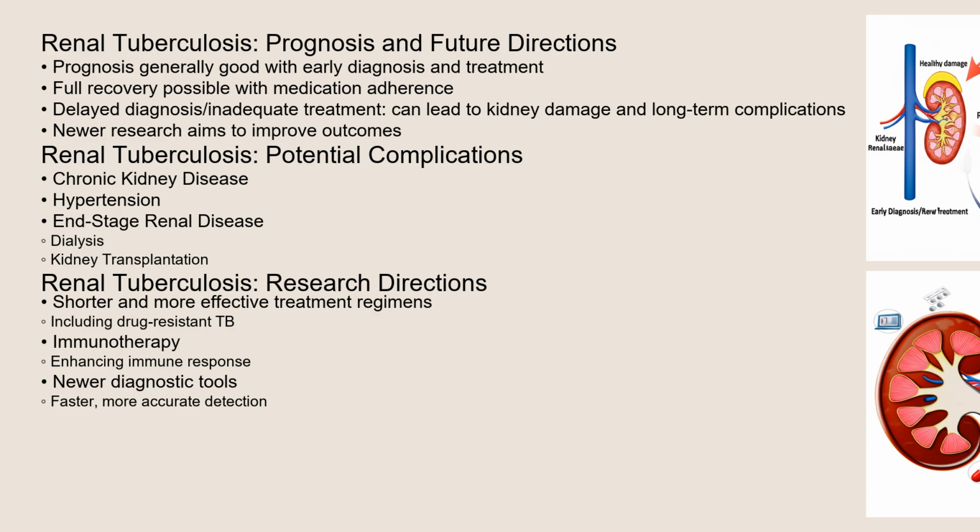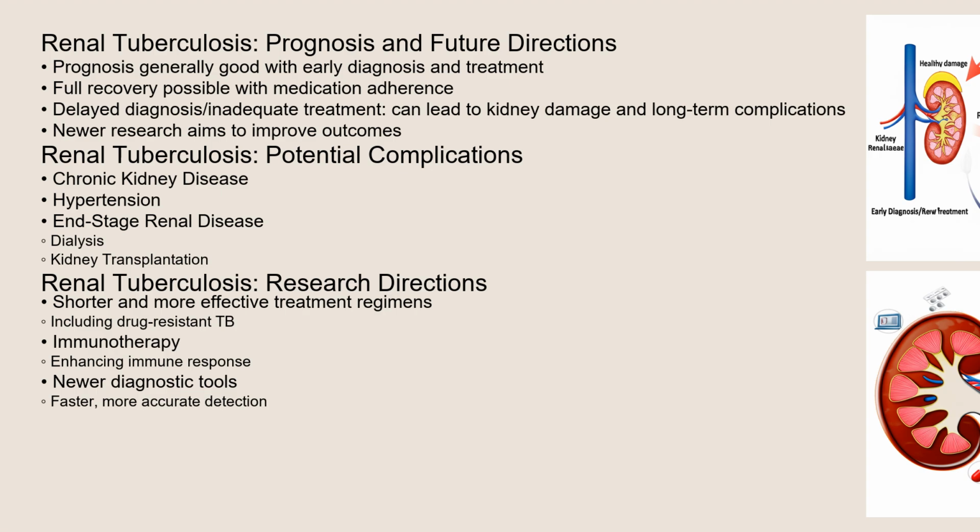The prognosis for renal TB is generally good with early diagnosis and appropriate treatment. Most patients who adhere to the prescribed medication regimen experience a full recovery and regain normal kidney function. However, delayed diagnosis or inadequate treatment can lead to significant kidney damage and long-term complications, such as chronic kidney disease, hypertension, and end-stage renal disease requiring dialysis or kidney transplantation.